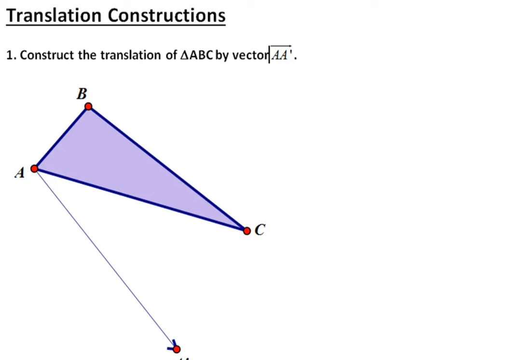For this video, we're still working with lesson 2.9 translations, but this is going to focus more on the constructions. Okay, so for this, you're going to need your straight edge and your compass. Won't need a protractor for this. You do need the protractor for rotations, but not for this.